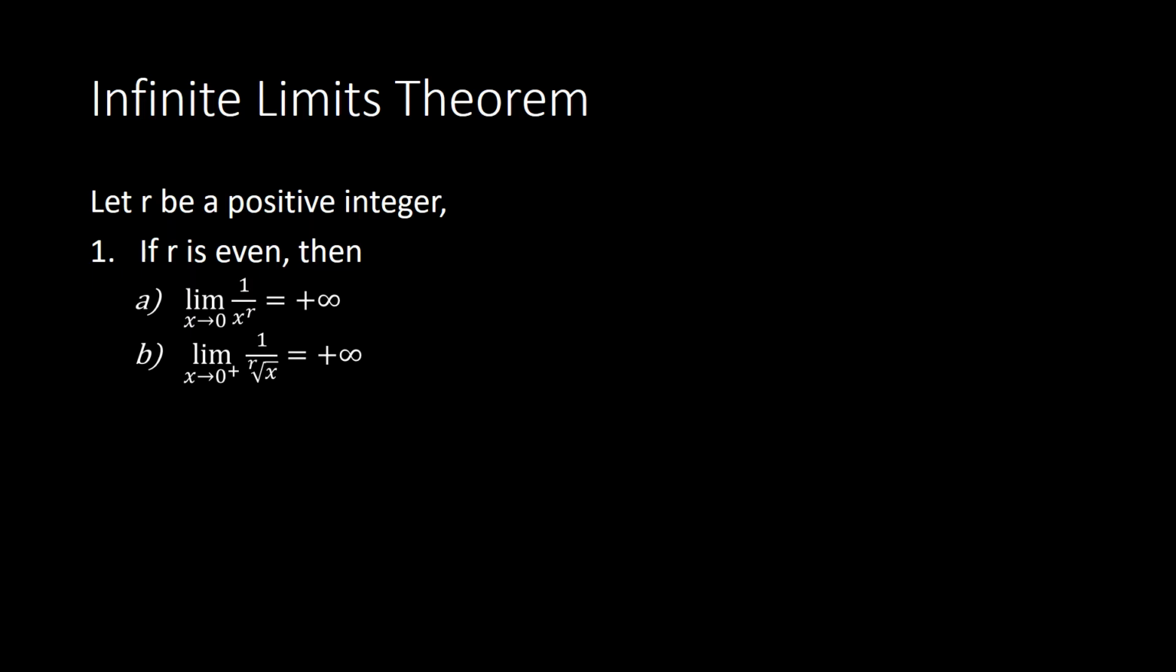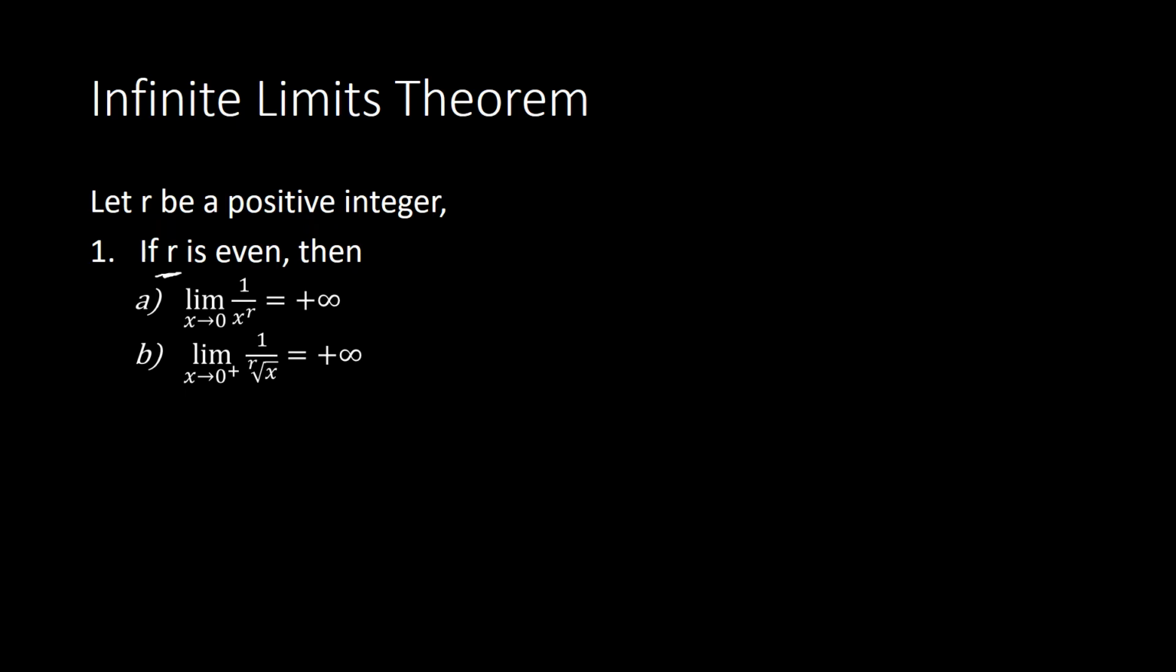So let's now talk about the different theorems. Here we let r be a positive integer. If r is even, meaning r is a number like 2, 4, 6, 8, 10, 12, and so on, even numbers, then the limit of 1 over x to the power of r as x approaches 0 will be equal to positive infinity.